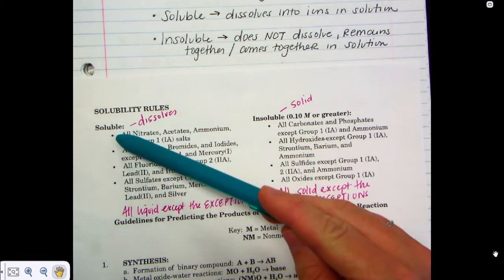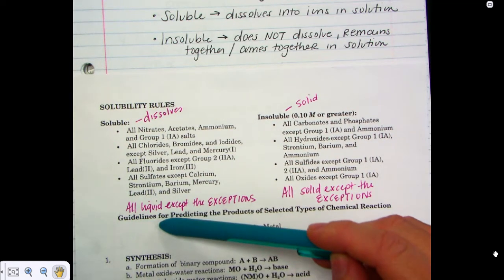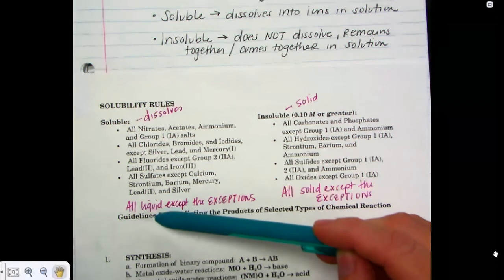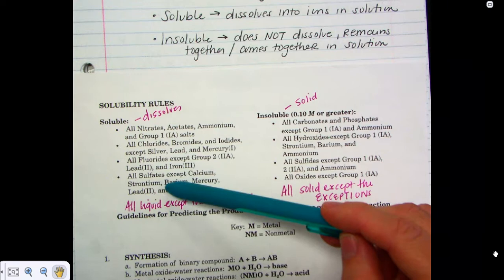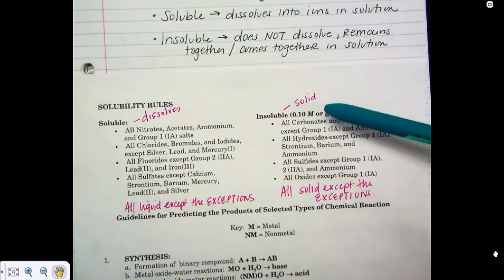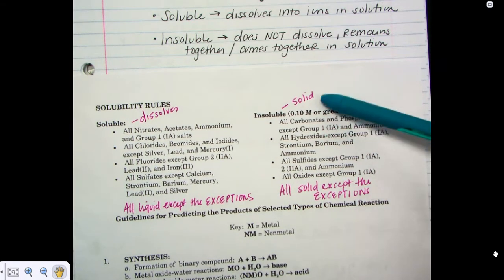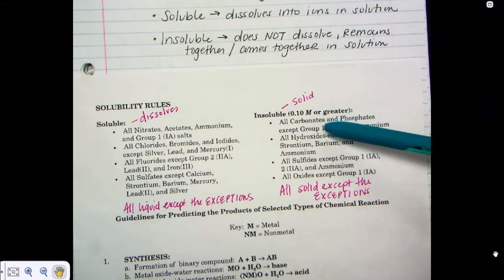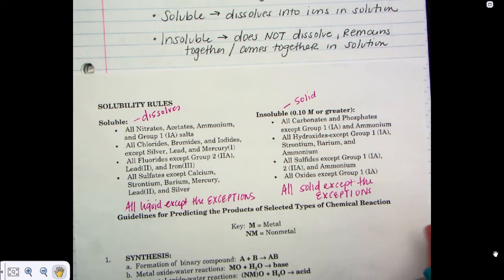So if you are on the soluble side, you will dissolve into your ions, and they will all be liquid or ion generating, except the exception. So if you come after an exception on this side, you will be solid. Anything before an exception is liquid. And then we see the opposite over here. On the insoluble side, all of those things are solid, except for the exceptions, which are liquids. So it's always going to be opposite. So we'll refer back to this list as we go through our examples.